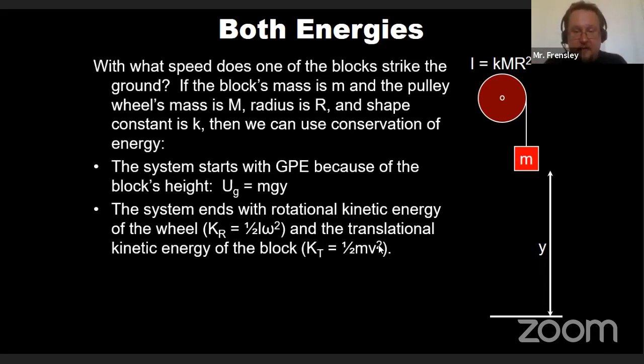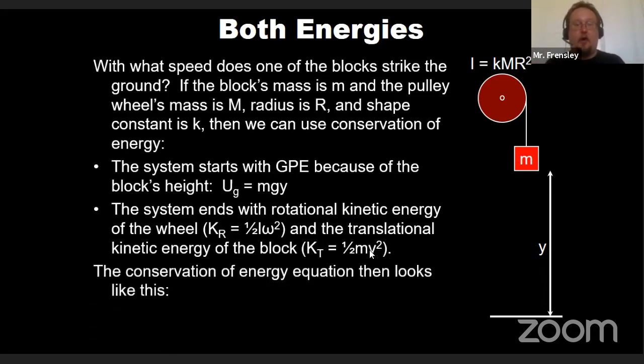And this V is what I want to solve for. How fast does the block reach the ground? So the conservation of energy equation would look like this. We start with potential energy, mgy, and we're going to divvy that potential energy out, some to the translation of the block falling and some to the rotation of the wheel. So that's the 1/2 mv squared of the block and the 1/2 I omega squared of the wheel.